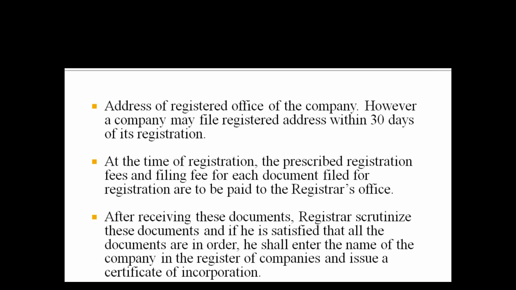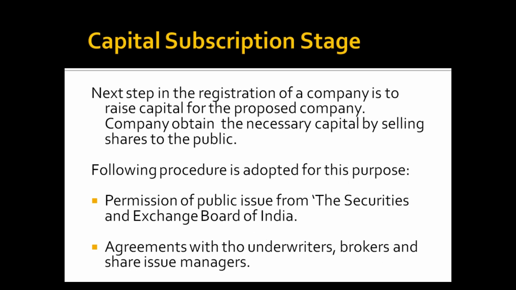For a private company, they can start their operations after getting the certificate of incorporation, but a public company, which will be raising funds from the public, needs to first go through all the processes and get the certificate of commencement, and then only can they start their business activities. So moving on to the third stage, which is mandatory for a public company, that is the capital subscription stage.